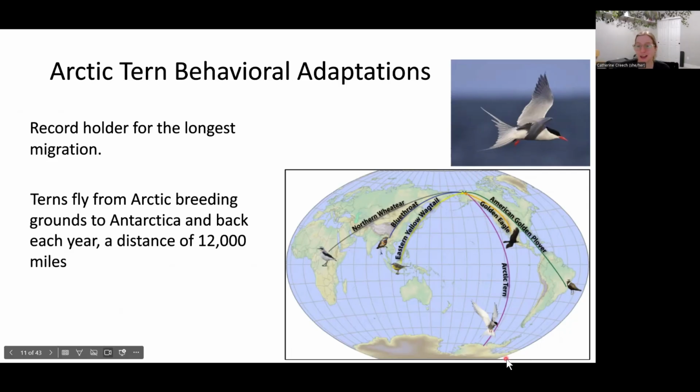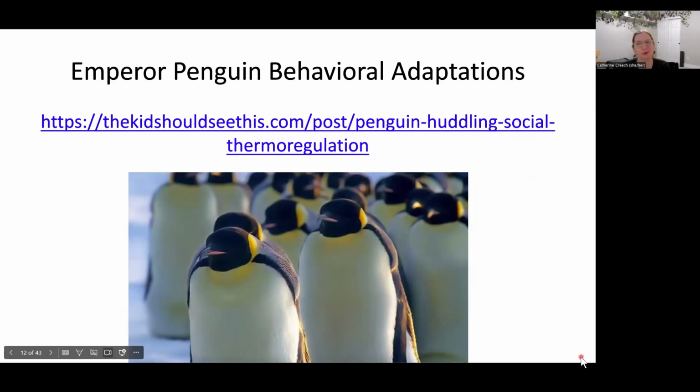And one of my favorite adaptations for existing in these cold climates that are affected by less of the direct solar radiation is emperor penguins. I will put this video on Blackboard for you, but they have to snuggle, they have to cuddle. It's technically called a huddle, but I like calling it a cuddle better. And they're going to use this cuddling behavior to survive in some really harsh conditions.